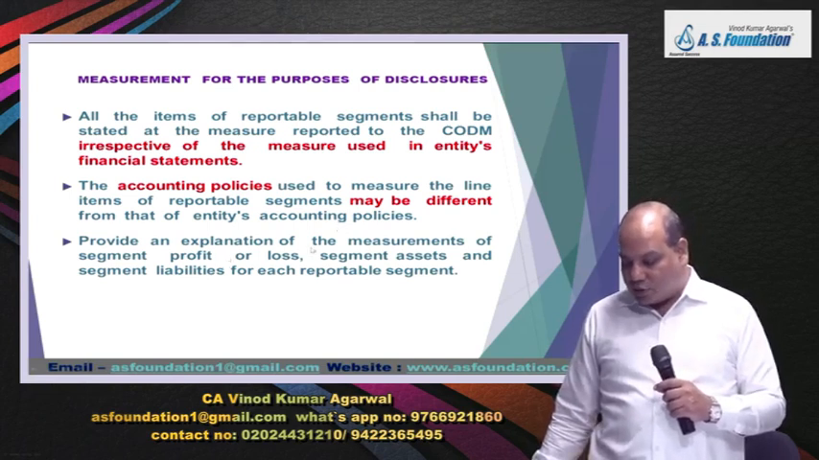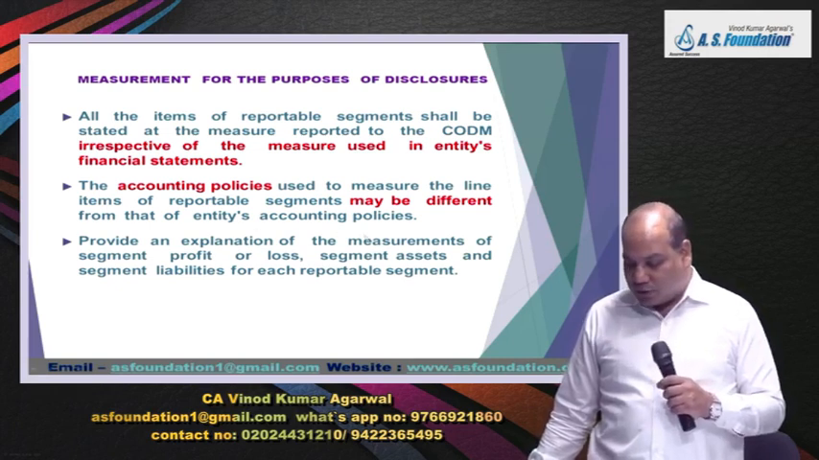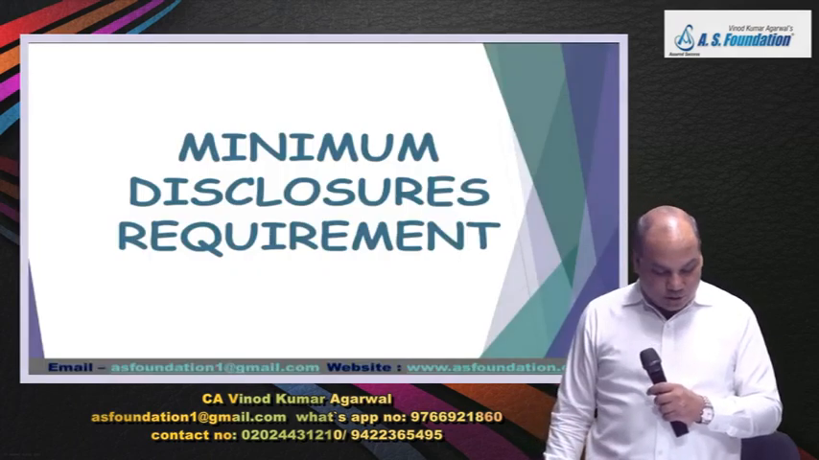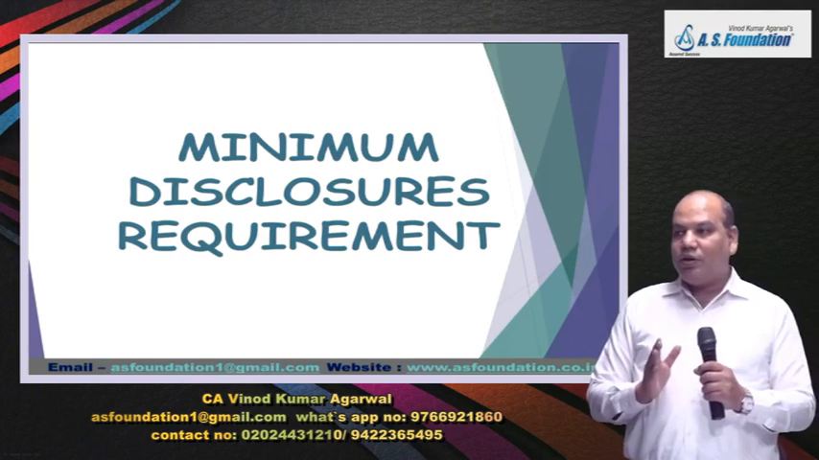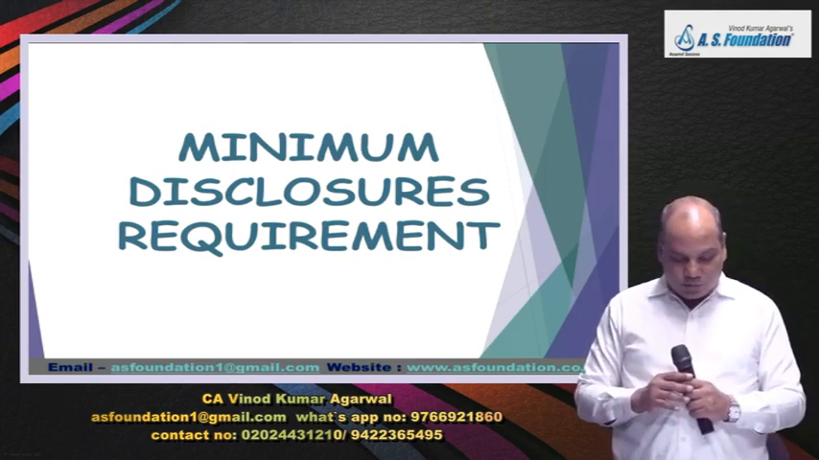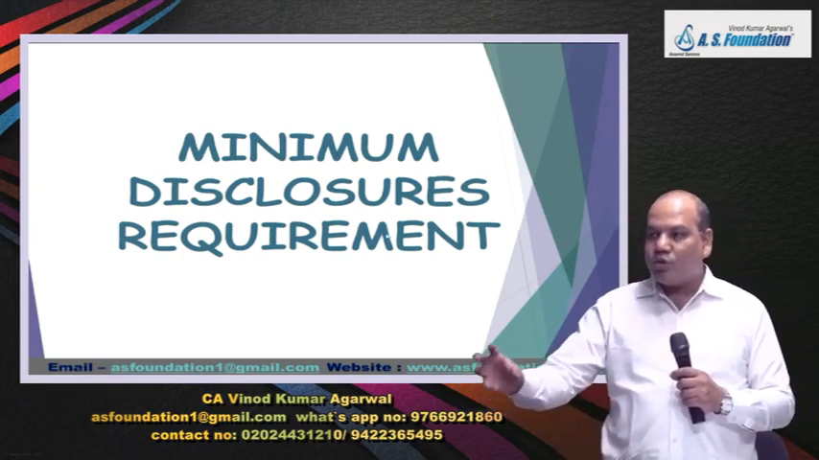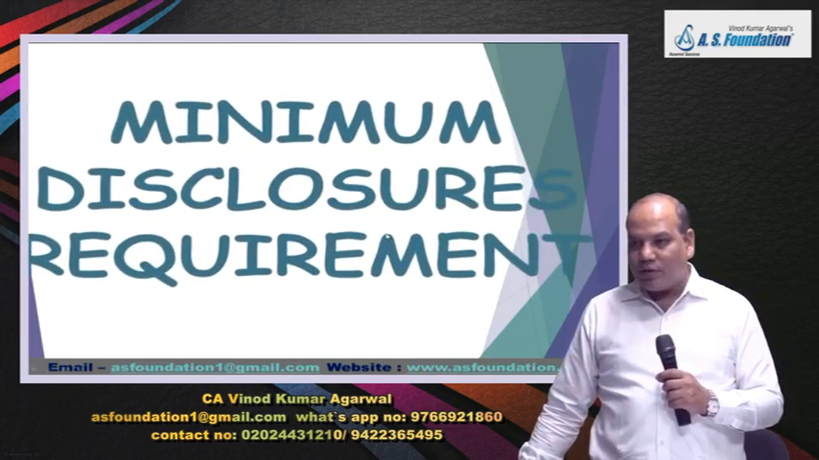And then provide an explanation of the measurement of segment profit or loss, segment asset, and segment liability for each reportable segment. Then you have to also give an explanation of how these numbers are arrived at in the segment report. Now this standard gives you disclosure requirements. As we have discussed, this is a disclosure based standard. So accounting is not involved. Whatever they have done, it is good enough. For this standard, you have to disclose certain information to make it useful for the users of financial statements.